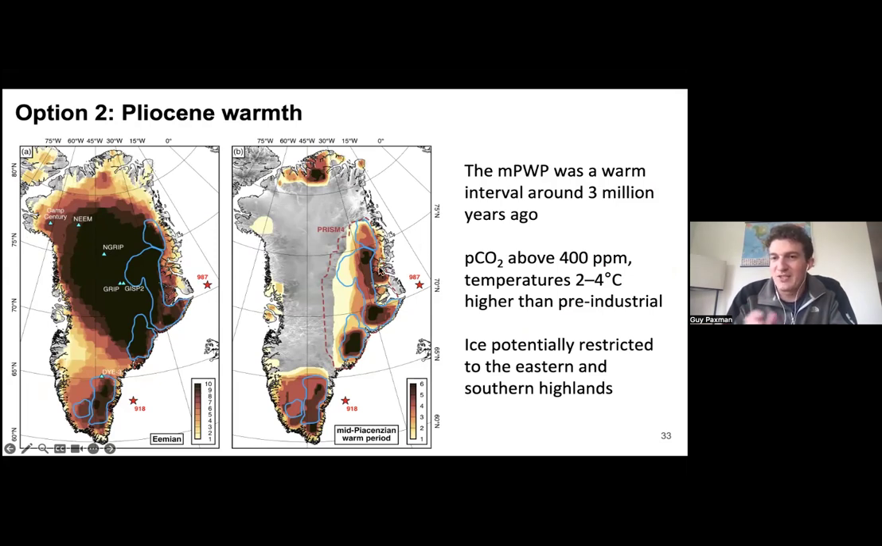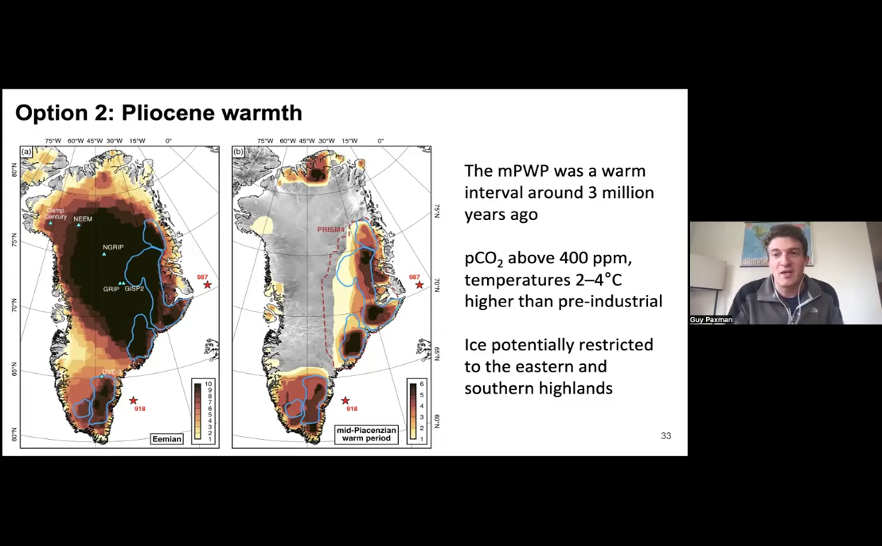But if we look at the mid-Pliocene warm period, around about 3 or so million years ago, models generally produce something that does look a bit more reminiscent of what we see in eastern and southern Greenland, where ice might have been confined to these areas under a climate where temperatures were perhaps 2 to 4 degrees warmer than pre-industrial. Indeed, ice may have been restricted to these areas, which is more consistent with what we're seeing in the geomorphology as well.